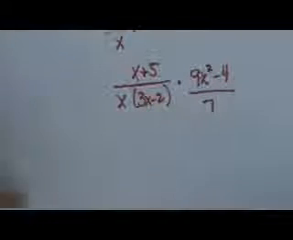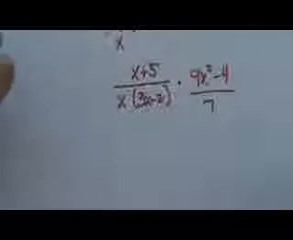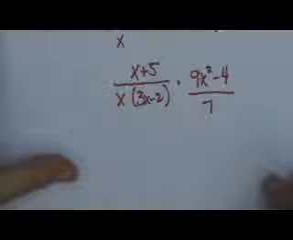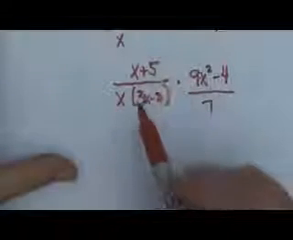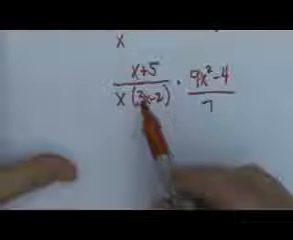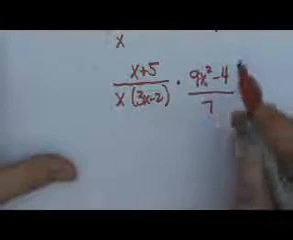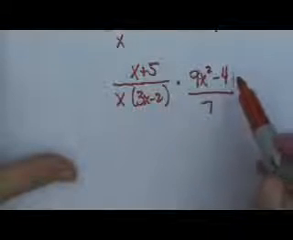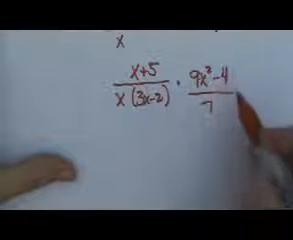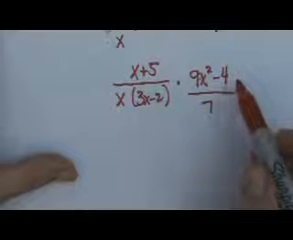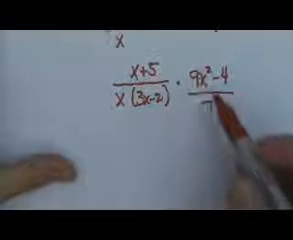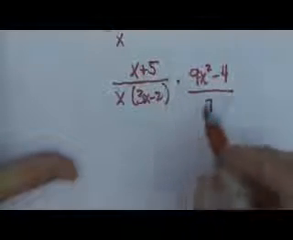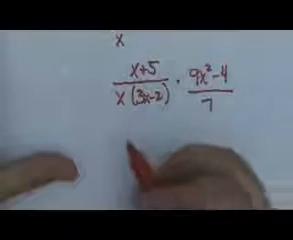Let's see if we're done. Do we see anything else to cancel? No. Do we see anything else to factor? Are we completely factored here? X plus 5 looks pretty simple. X is pretty simple. 3x minus 2. Can't get much simpler than 7. What about this 9x squared minus 4? Well, I see a subtraction sign here. 4 is 2 squared. 9 is 3 squared. And of course, x squared is x times x, which is x squared. So I actually have a difference of 2 squares here.